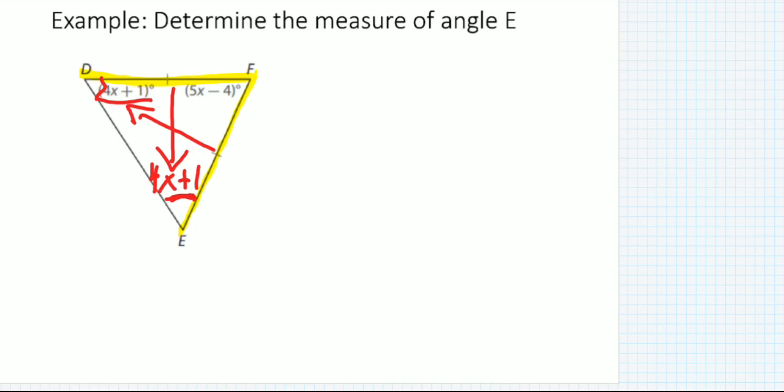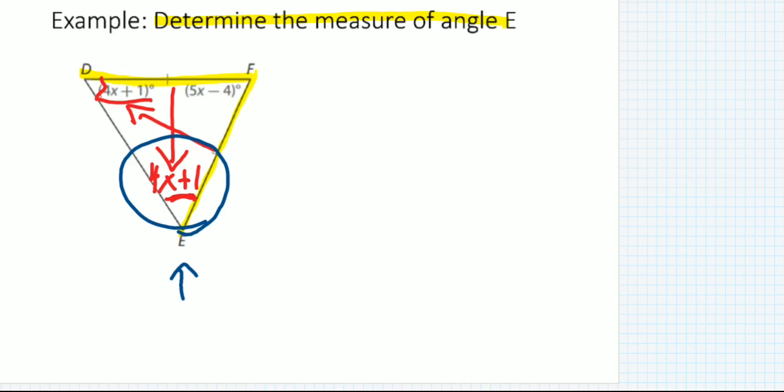I sort of skipped this step, but let's read the directions: determine the measure of angle E. So I actually want to know what this angle is equal to, an actual number, not just the expression. That'll be our final answer. Notice how it doesn't say solve for x. It says, what is angle E equal to? The measure. So an actual number.